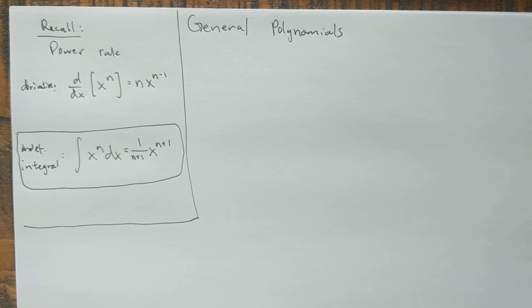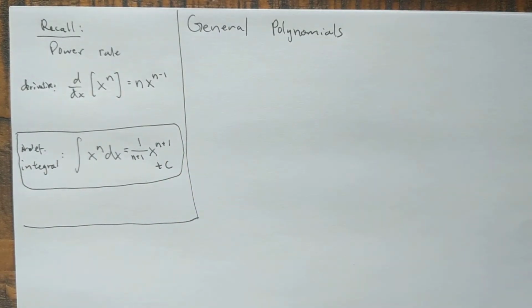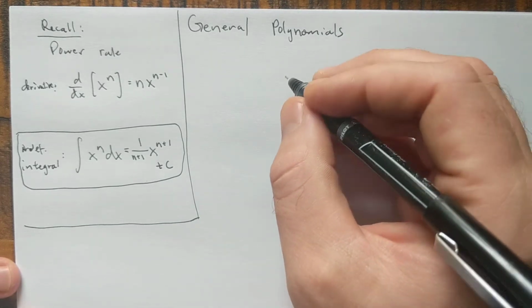So you add one to the exponent and then divide by that new exponent. And we usually have a plus c here to indicate that it could have been any constant being added to it, because the derivative would take that constant to 0. Okay, so let's think about what we'll need for a general polynomial.